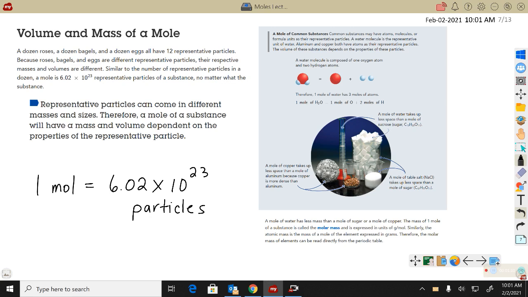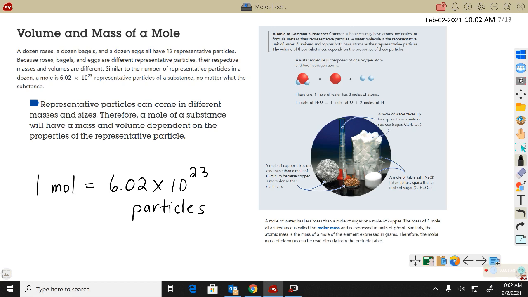However, those particles don't have the same mass, they don't have the same size or volume, kind of like roses and bagels and eggs, which are different shapes and sizes. You could have a mole of feathers and a mole of elephants, and you have the same number of feathers and the same number of elephants, but obviously they have very different masses, sizes, and volumes. That's going to depend on what type of particle you're talking about.